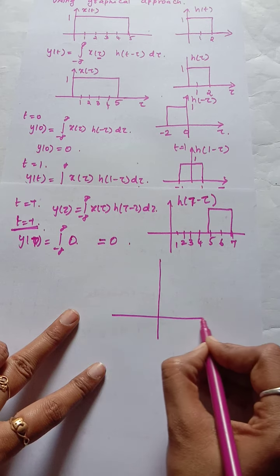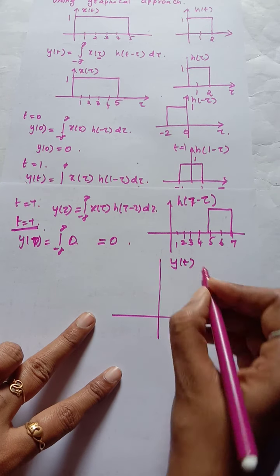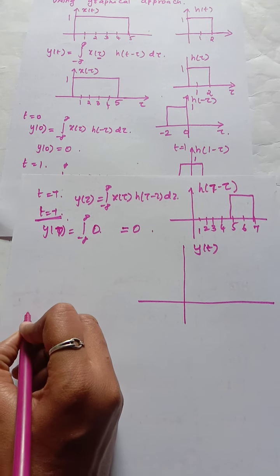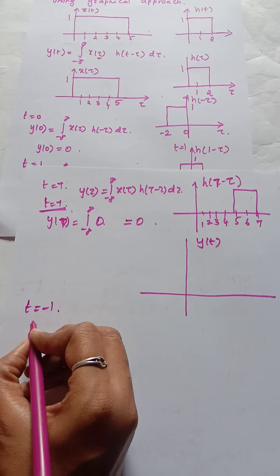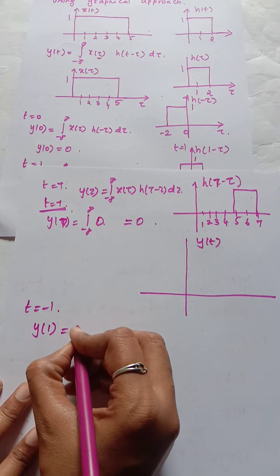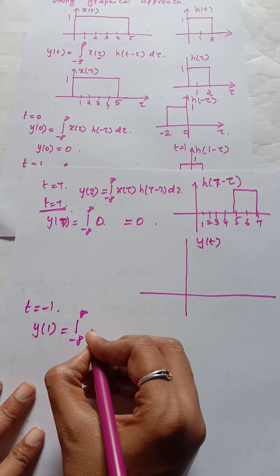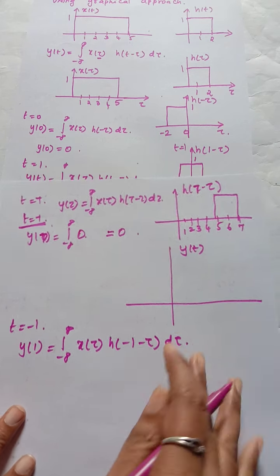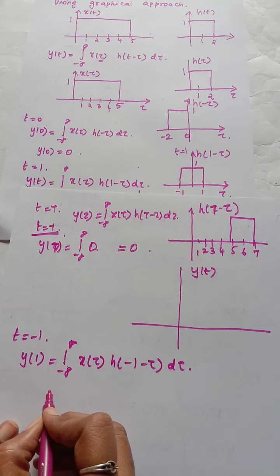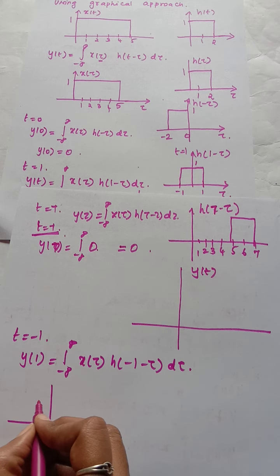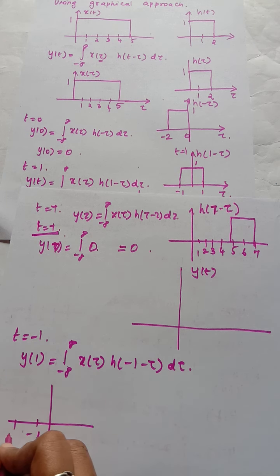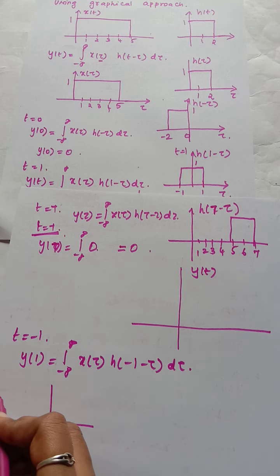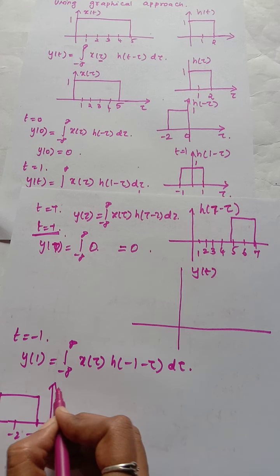Okay, now I will draw y of t finally. Before that we will check whether we are having any signal for negative time values. So now consider t equal to minus 1. So according to the formula, y of minus 1 is equal to integral minus infinity to infinity x of tau, h of minus 1 minus tau d tau. Okay, so this is your h of minus tau. Now I need to shift towards left. Okay, so here minus 1 minus 2. So this signal I need to shift towards left. So what you will get is at minus 3 to minus 2 I will have 1.